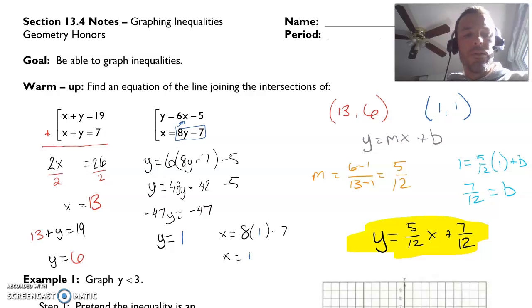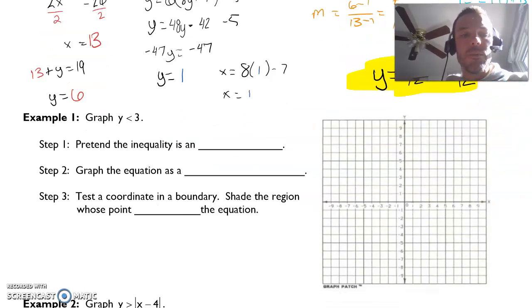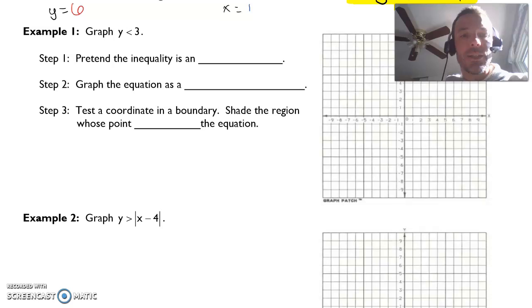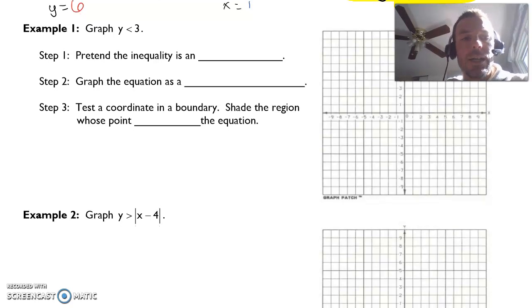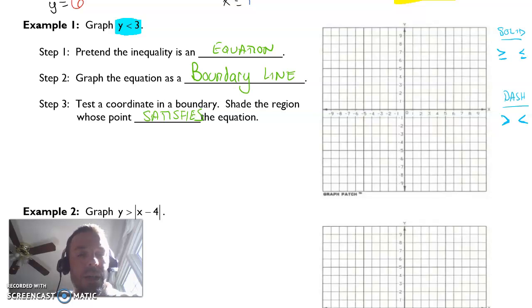Now, what we're going to do in our next lesson is move on into graphing inequalities. So let me go ahead and talk about a couple of things before we move on. The difference between inequalities and equations is going to be the sign. We have y equals, or y is less than 3. That's an inequality. y equals 3 would be an equation.